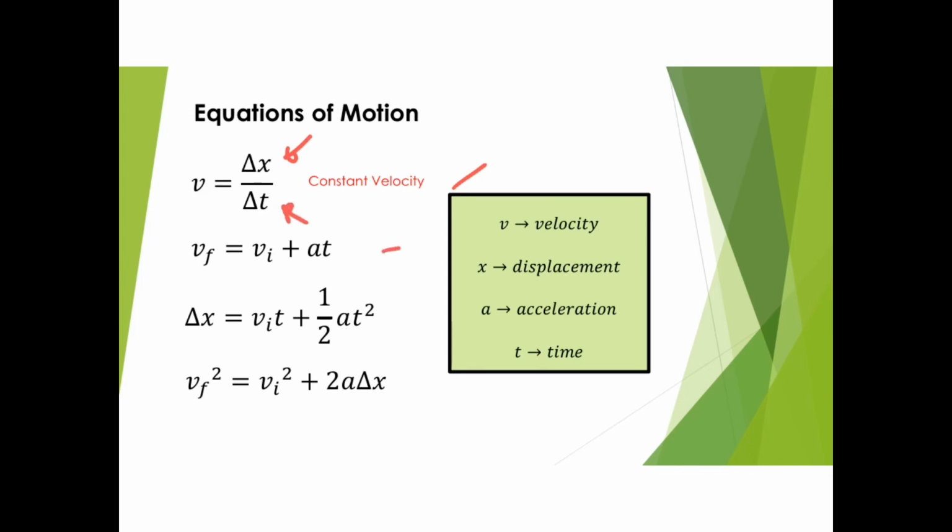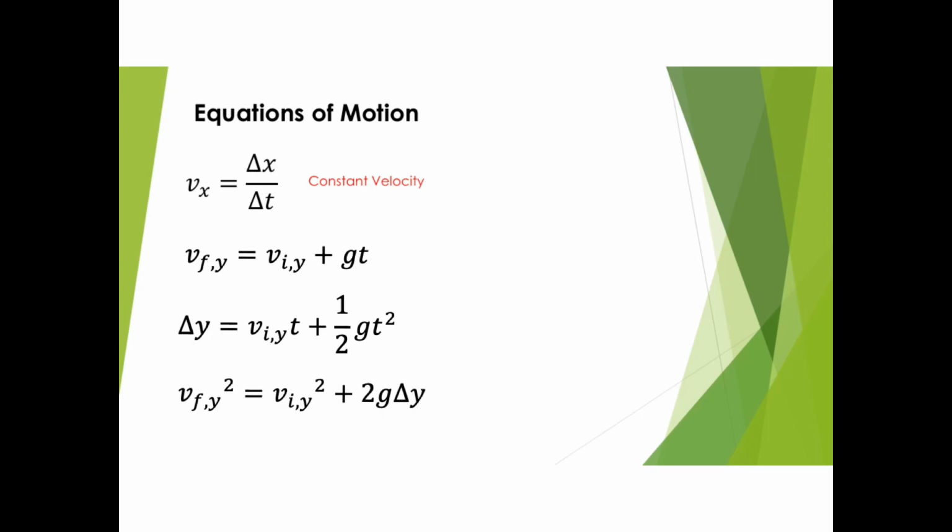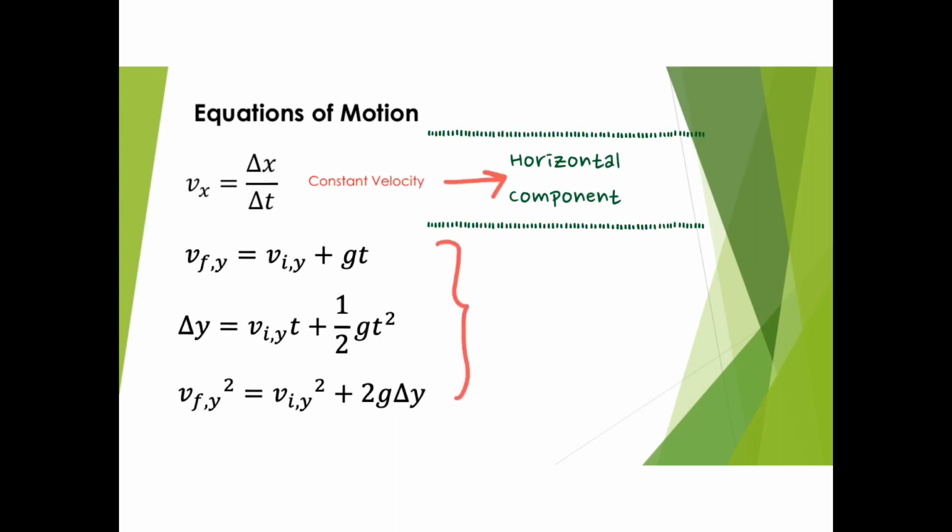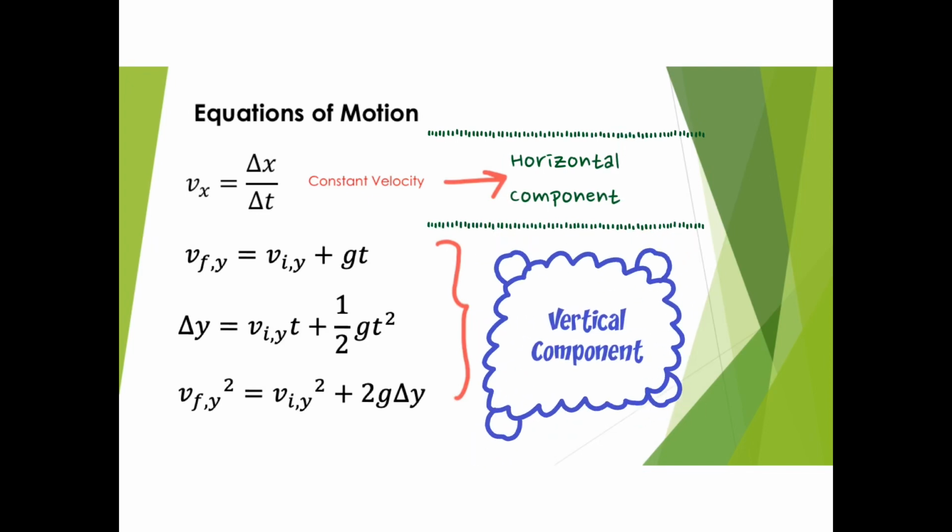On the other hand, these three equations are for the vertical component of the projectile motion, such that all of the v here would be the velocity on the y-axis. The acceleration here is going to be equal to g, and the displacement in this equation refers to the vertical displacement, or delta y. Having all those considered, now we have our equations of motion for the projectile motion. This one right here would refer to the horizontal component, and these equations right here would be for the vertical component of the projectile motion.